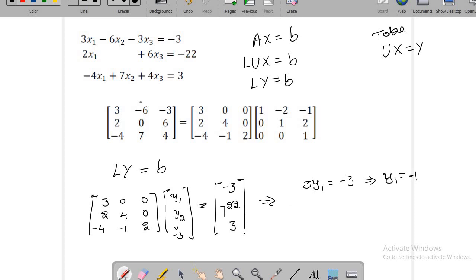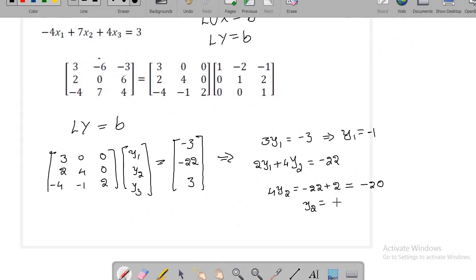Next, from the second expression, 2y1 + 4y2 = -22. You know y1 is -1. So 4y2 is nothing but -22, and this will be +2, which will be -20. From this you can see y2 is nothing but -5. So we got y1 and y2.